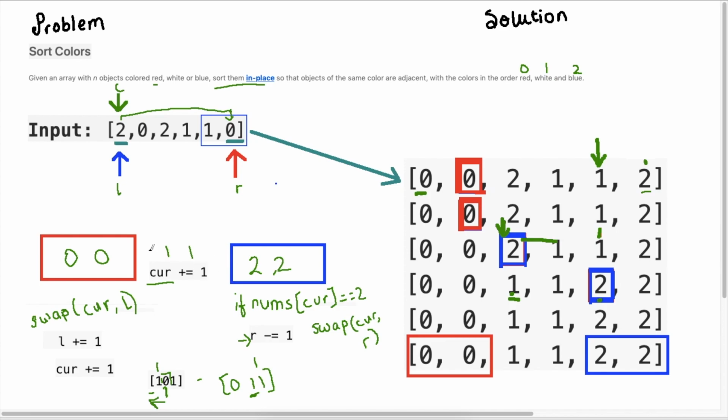And lastly, when we see a 1, we just move our current pointer forward because we know that the 1s will organize themselves naturally if we're able to just contain the 2 in the blue container and our 0 in our red container. So as long as we're able to separate these 2 in the list, the 1s will just fall into their place because they have nowhere else to be organized besides the middle.